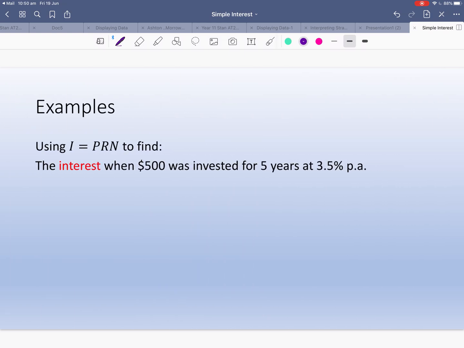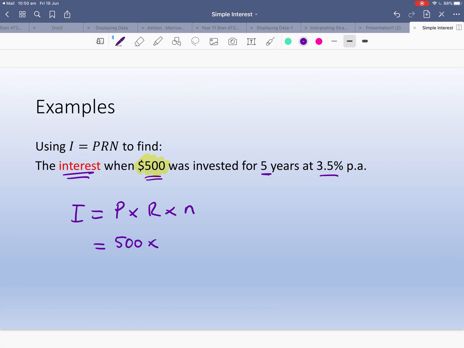All right, let's get on to some examples. Using PRN, the simple interest formula, find the interest. That's pretty straightforward. When $500 is invested for 5 years at 3.5% per annum. I'm just going to write the formula down, except I'm going to put a times in between them. What's our principal? We're looking for a dollar amount. So that's $500. That's what we invested initially. Don't need to put the symbol of dollar yet.